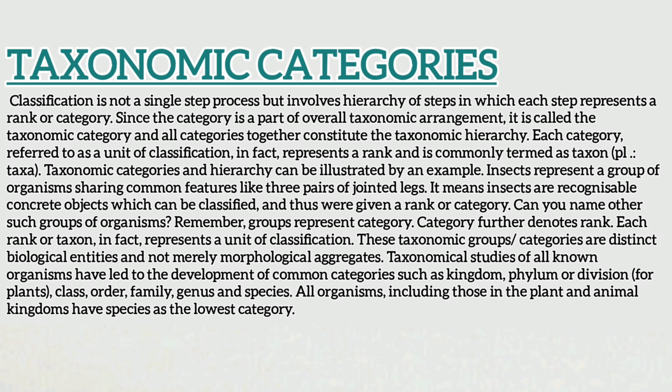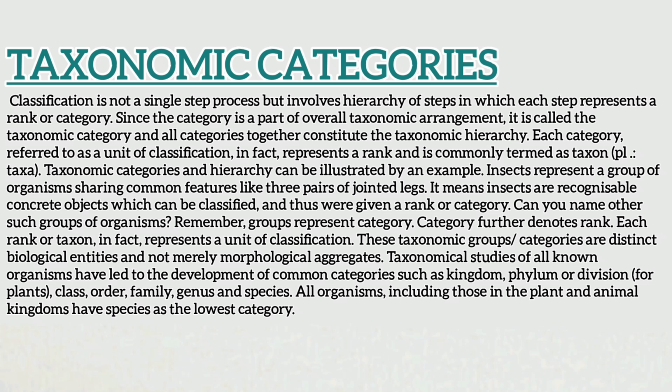Taxonomic categories and hierarchy can be illustrated by an example. Insects represent a group of organisms sharing common features like three pairs of jointed legs. It means insects are recognizable concrete objects which can be classified, and thus were given a rank or category. Can you name other such groups of organisms? Remember, groups represent category. Category further denotes rank. Each rank or taxon, in fact, represents a unit of classification.